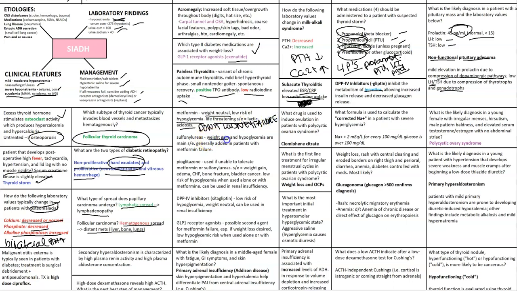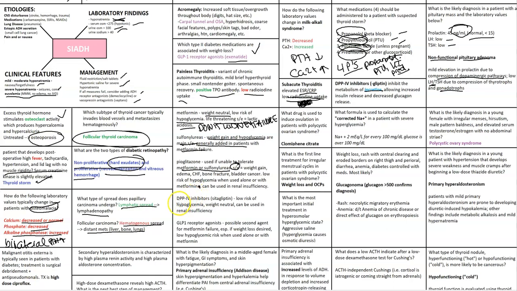Sulfonylureas: weight gain and hypoglycemia are the main side effects, generally added in patients with metformin failure. Pioglitazone, if they're unable to tolerate metformin or sulfonylureas. The side effect profile is pretty severe: weight gain, edema, CHF, bone fractures, bladder cancer, and low risk of hypoglycemia when used alone or with metformin. Can be used in renal insufficiency.